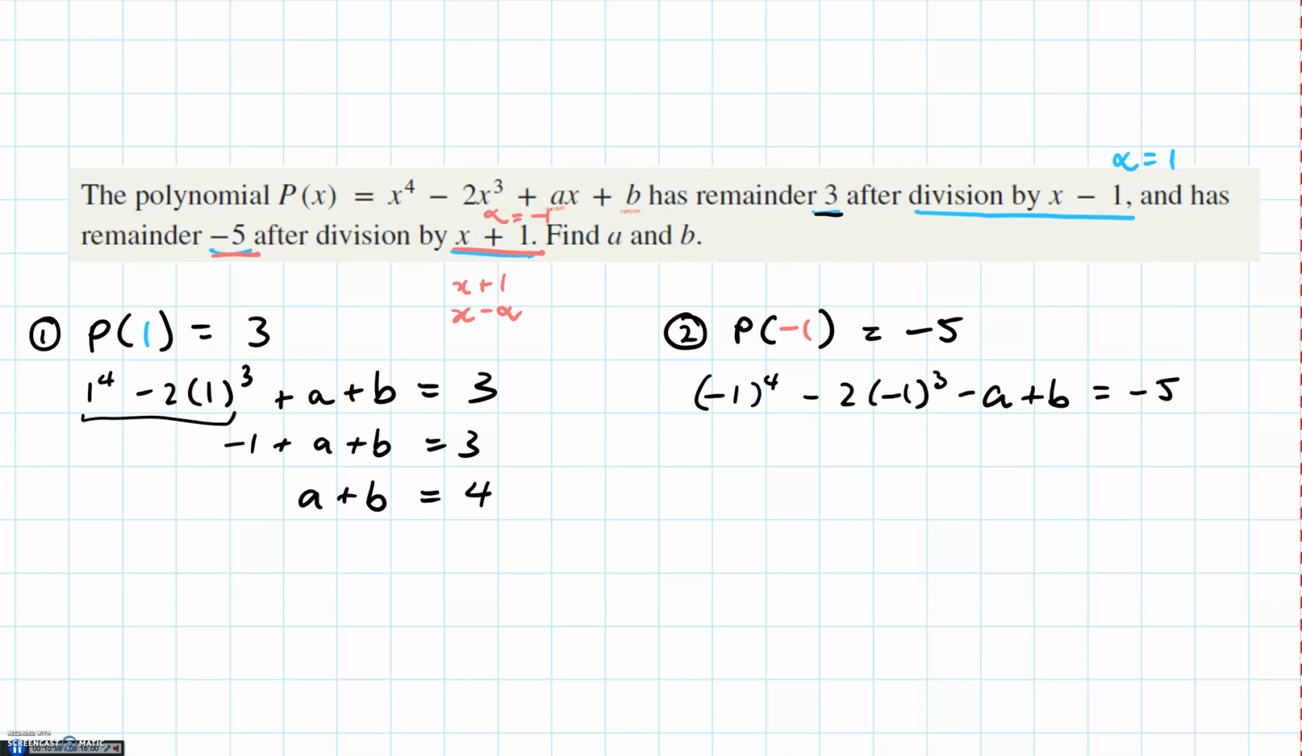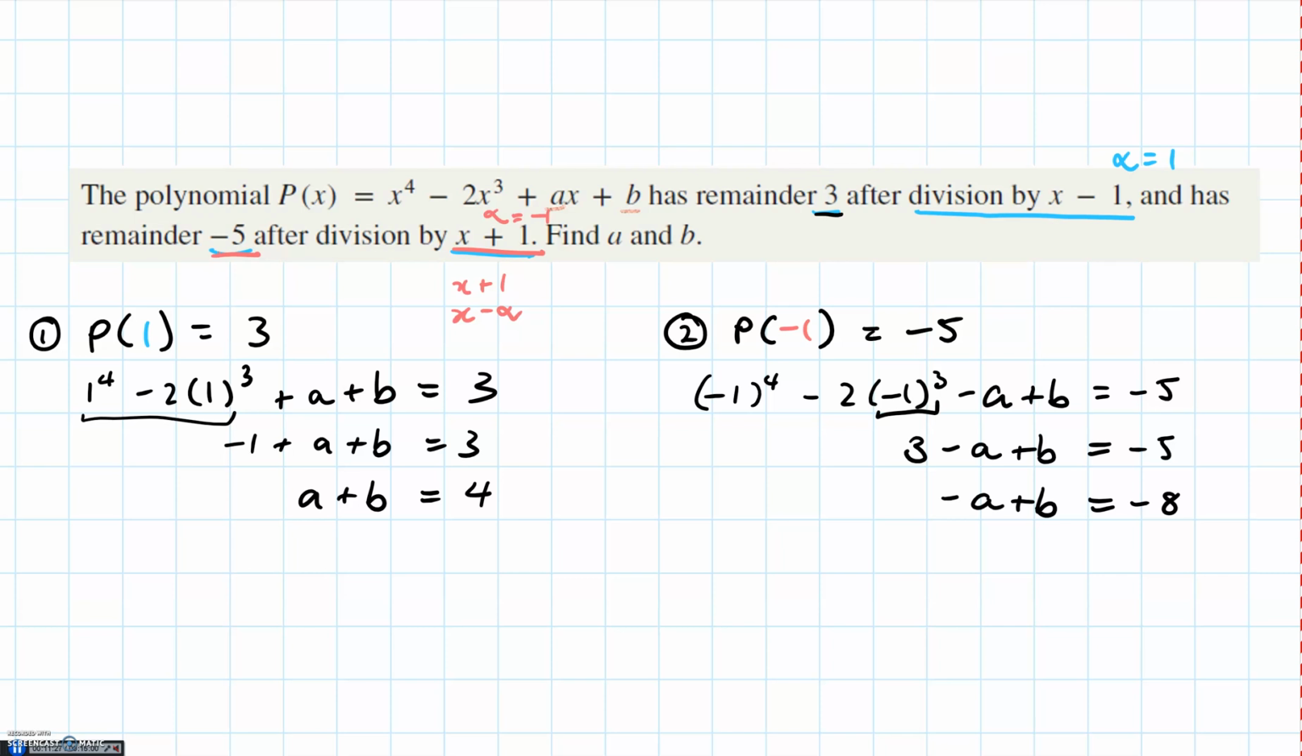Okay, cool. Let's simplify this. 1 to the power 4 is just 1. Now, because we have negative 1 cubed, that's going to be another negative. So we're going to have negative 1 from here. So negative 1 times negative 2 is going to be plus 2. So on this side, I'm going to have 3 minus a plus b is equal to negative 5. Okay, let's simplify this. So we've got negative a plus b is equal to negative 8. So now we have two equations.